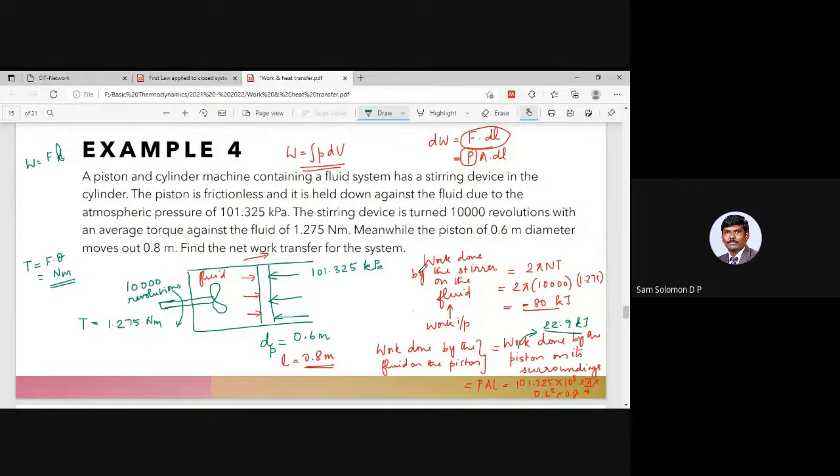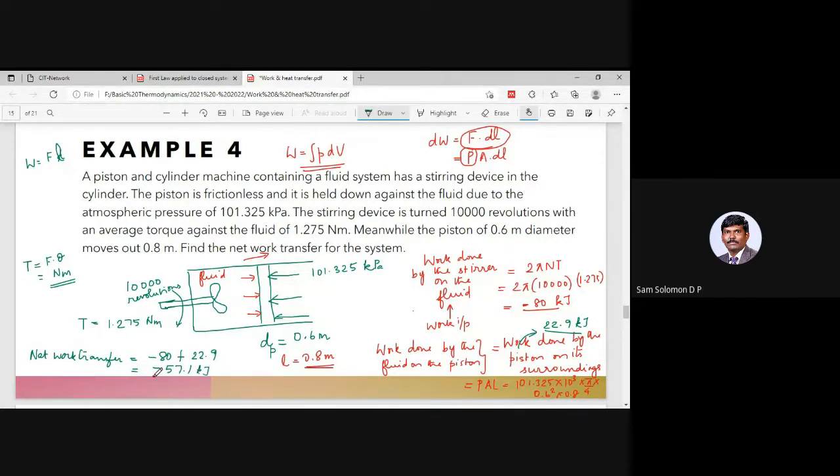Okay, but the question is not this. They are not asking what is the work done by the stirrer or what is the work done by the piston on its surroundings. They are asking the net work transfer. So the net work transfer should be addition of this. The first is minus 80, the second is 22.9, so it is minus 57.1 kilojoule.